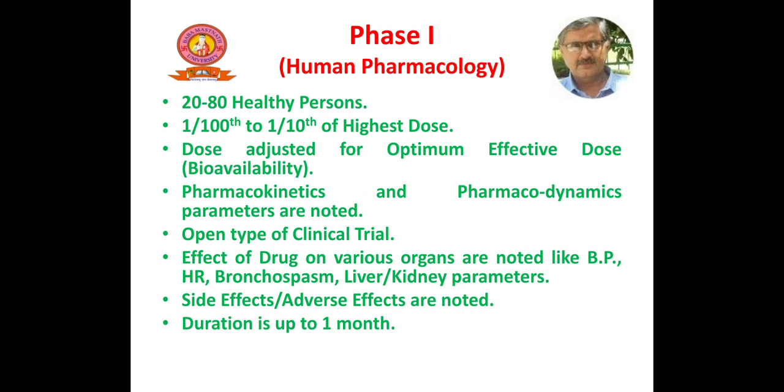It is an open type of clinical trial. The effect of the drug on various parameters is also noted, like the effect of the drug on blood pressure, heart rate, bronchospasm, liver or kidney parameters. In case any side effect or adverse effect is there, that is also noted. This phase 1 study takes a duration of up to 1 month.